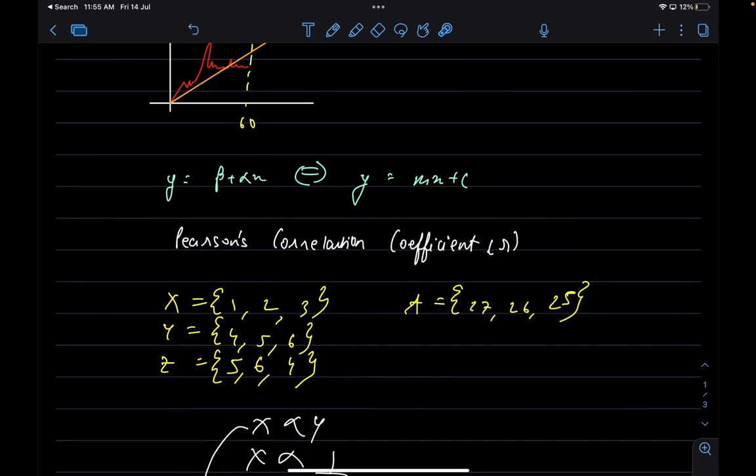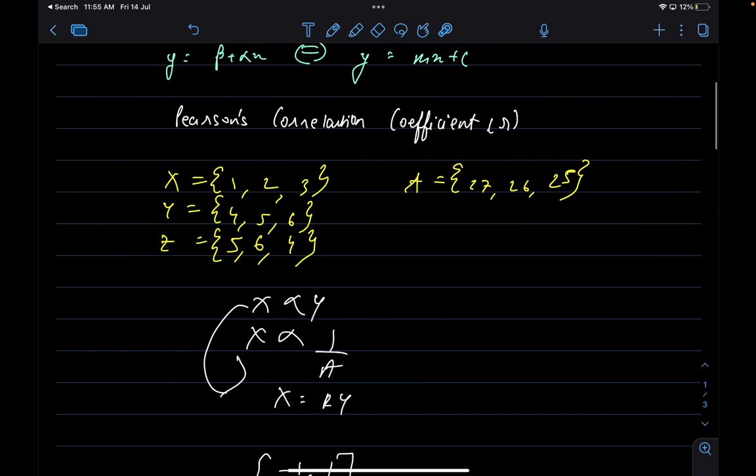So for that we first need to compute what is known as the Pearson's correlation coefficient. Now the Pearson's correlation coefficient measures the correlation between two variables. What does correlation mean? Let's look at that. So I've considered four lists of data over here. You can see it's just four sets of data. So x is 1 to 3, y is 4, 5, 6, z is 5, 6, 4, and a is 27, 26, and 25. Now if you have done even middle school math, then you know one very cool and important thing, which is proportionality between two values.